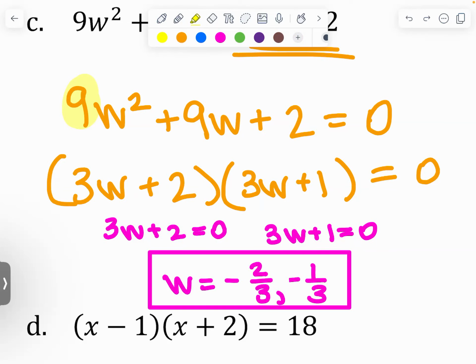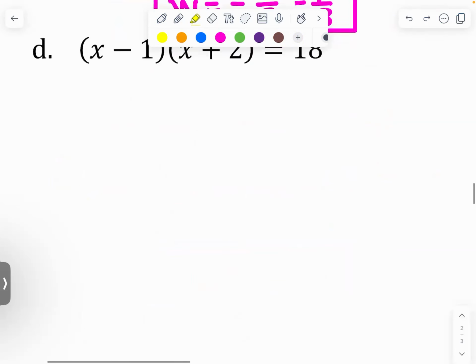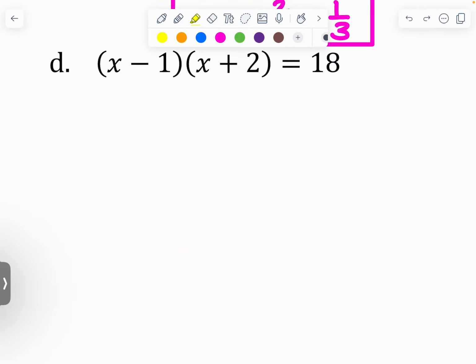All right, last one, letter D. Super weird. What's happening here? Can I say x minus 1 equals 18? And x plus 2 equals 18? No. No, because it has to equal what? 0. It only works if we equal 0.